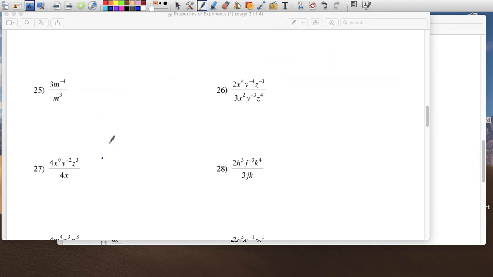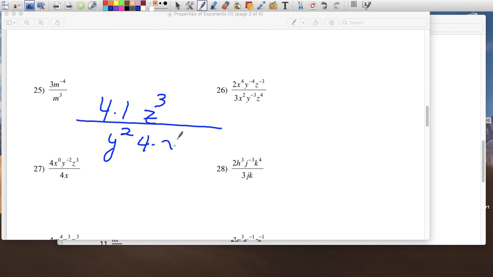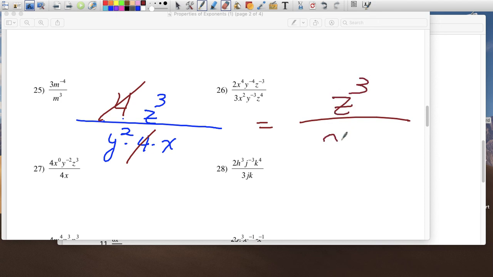27, so let me rewrite this again. So I got a 4. X to the 0 is just 1. Y to the negative second power, I'm going to throw it down here. Z to the third stays up there. And I had a 4 and an x. Right? That was already down there. So let's do some cancellation. Well, 4 times 1 is 4, so I'm actually going to rewrite that just as 4. This guy and this guy can go away. And I'm going to have z to the third power on top, and that left over at the bottom.